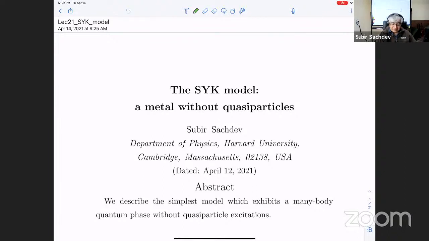So, plan is to move on to a new topic today, which is really quite different from the course so far. But before I do that, any questions on what we discussed last time, which was something about disordered metals, localization, and random matrix theory of disordered metals? Okay. All right. So what we're going to talk about today is a state of matter that's not a Fermi liquid.